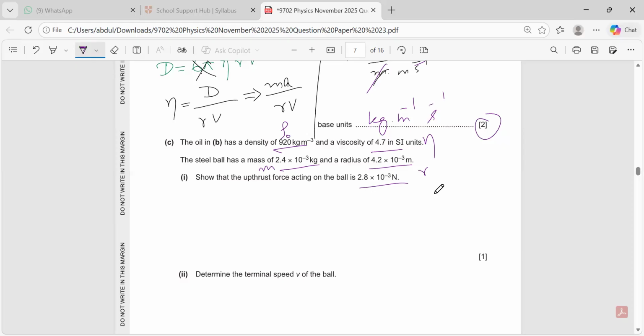That's very simple. You know, upthrust, when the density is there, mass is there. So that is equal to rho, density of the oil in this case, times the volume of the object, which is the ball.